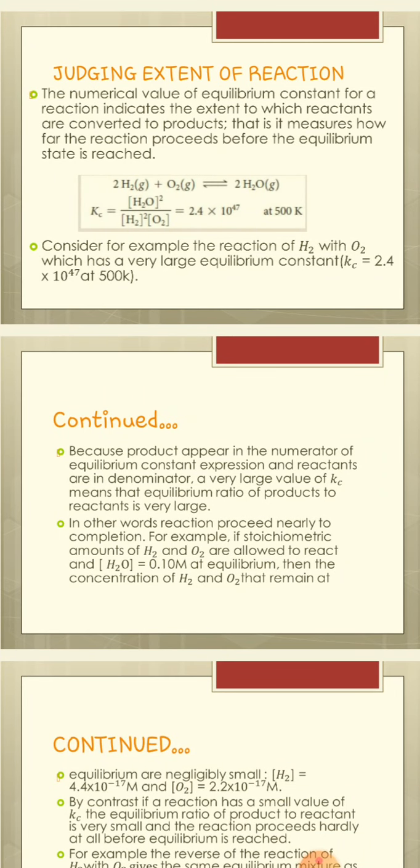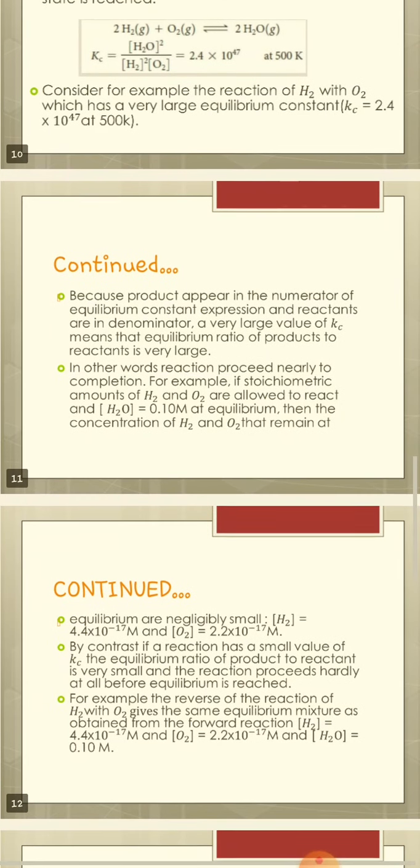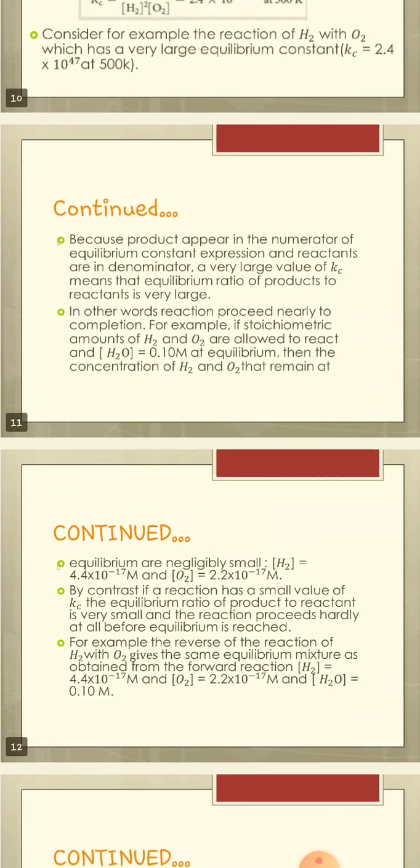For example, if stoichiometric amounts of H2 and O2 are allowed to react and H2O equals 0.10 molar at equilibrium, then the concentrations of H2 and O2 that remain at equilibrium are negligibly small. H2 equals 4.4 × 10^-17 molar and O2 equals 2.2 × 10^-17 molar.